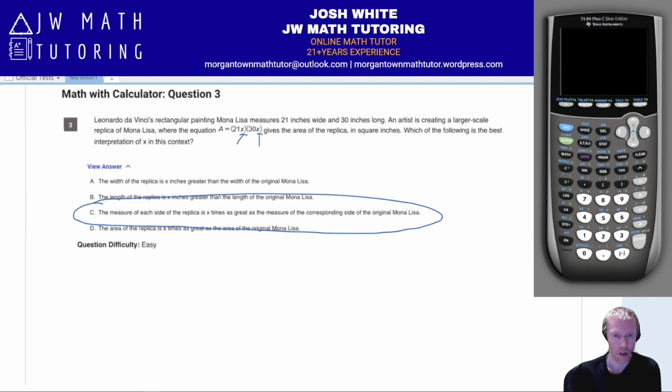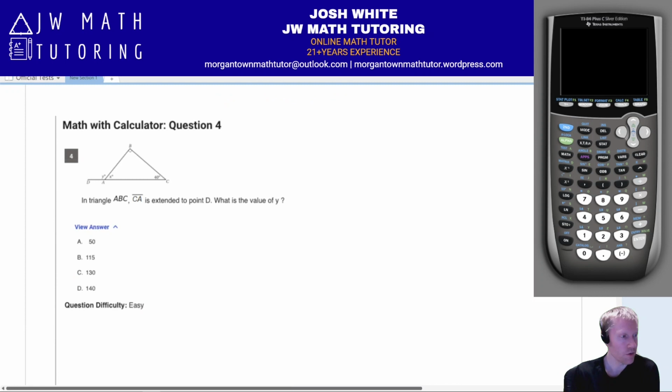Just so you know, you might think that it's going to be letter D, but in order for it to be letter D, it would technically have to be 21 times 30 and then just times x one time, not 2 times like it is in this example.